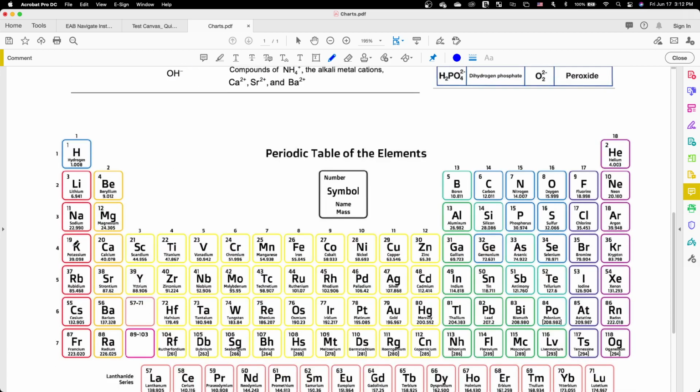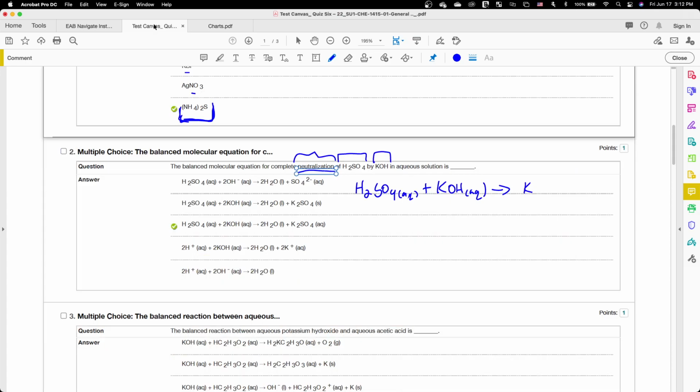No, potassium's group 1 right there. Okay, so since potassium is group 1, it's going to be potassium sulfate. Sulfate, as a polyatomic ion, has a -2 charge, so you need 2 potassiums for every sulfate, and then it also ends up having water there, right?